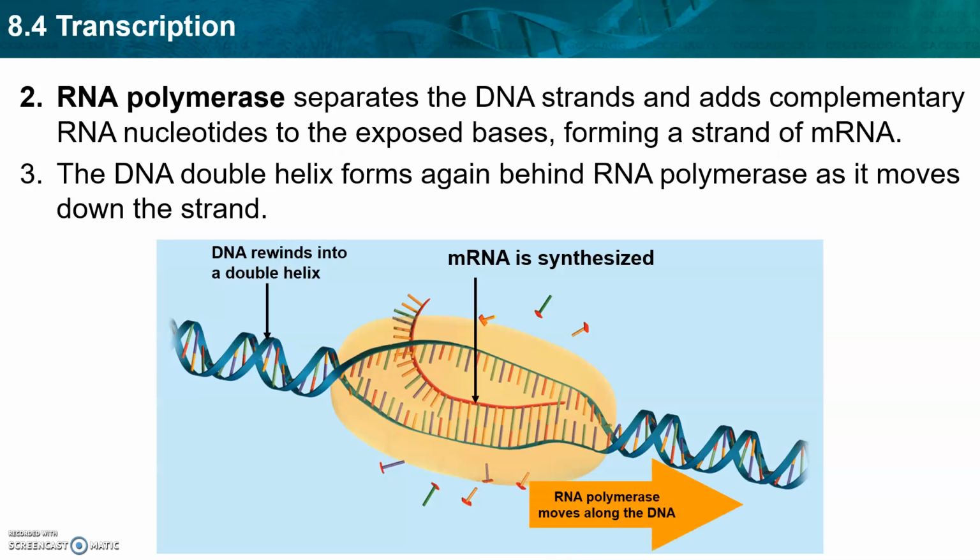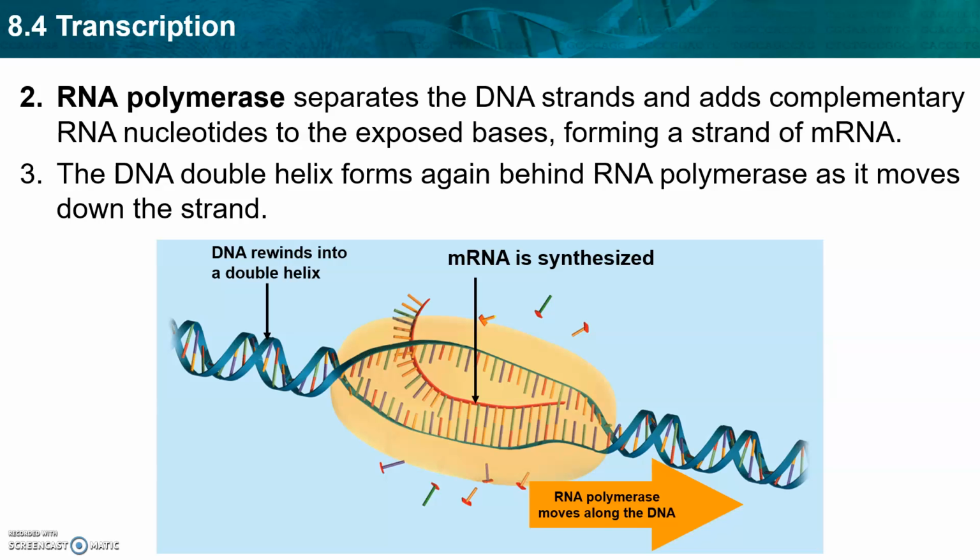Our second step here is going to be RNA polymerase. Remember, we said that was the enzyme that's making the RNA. It is going to separate those DNA strands, and as the strands are separated, RNA polymerase will add complementary RNA nucleotides to the exposed bases. So this is how we make our new strand of RNA.